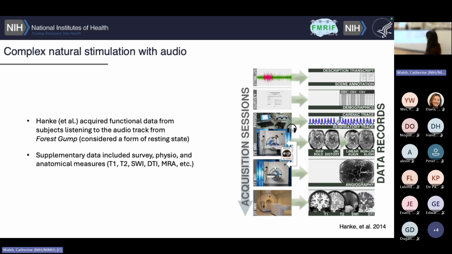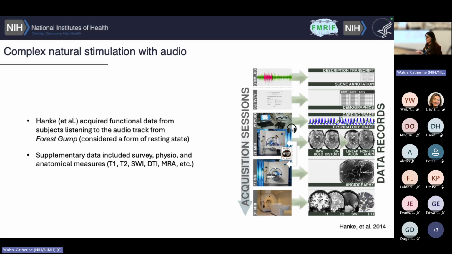So basically, the main component of their data is this center row here. And that's basically to say that they were looking at a certain type of resting state data. That is that they were listening to an audio track from a movie that all of the subjects were acquainted with, and they just listened to the whole movie. It was like 2 hours long.